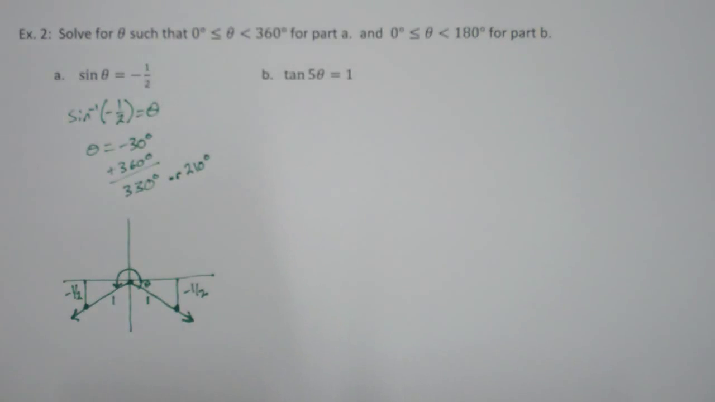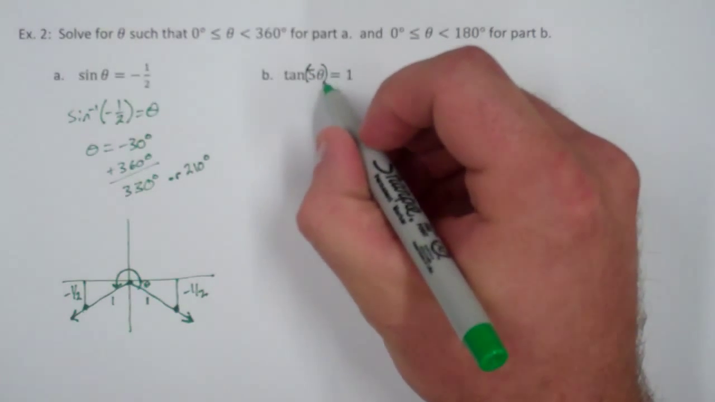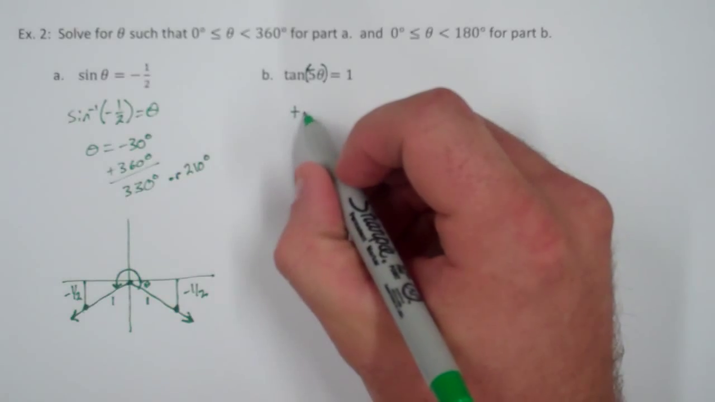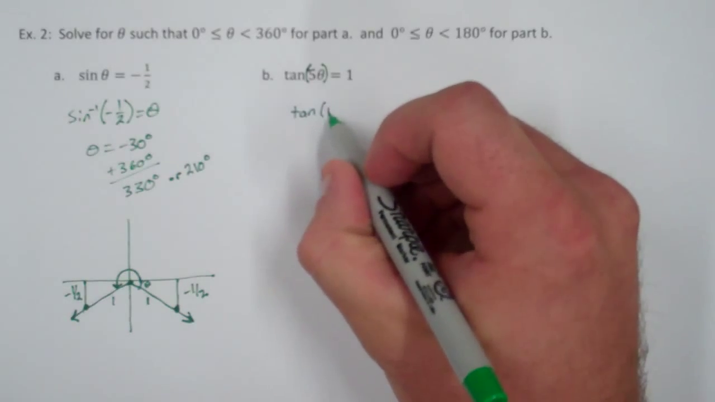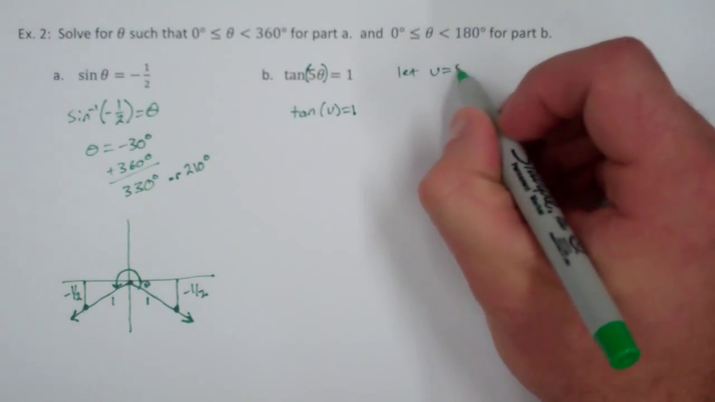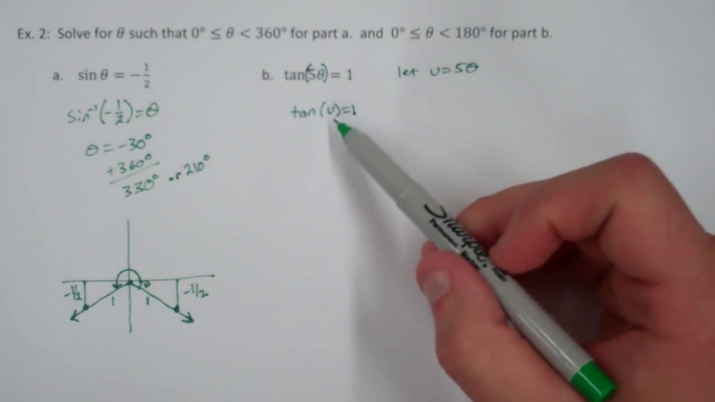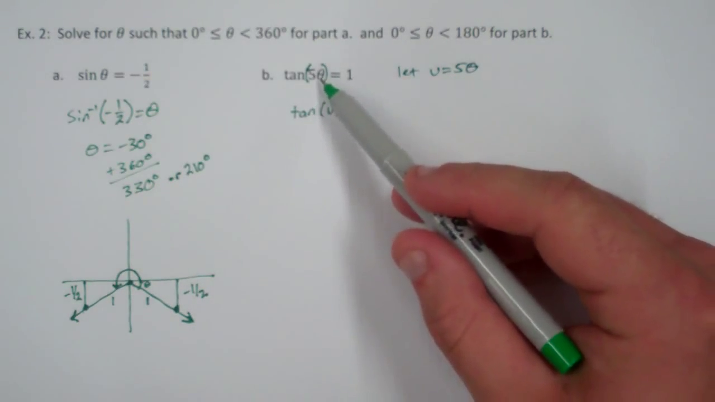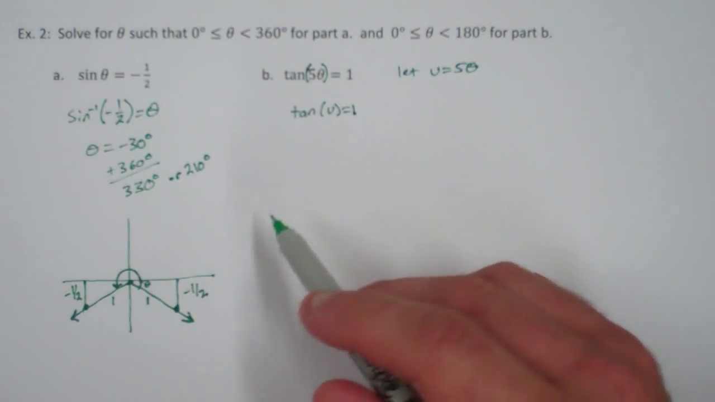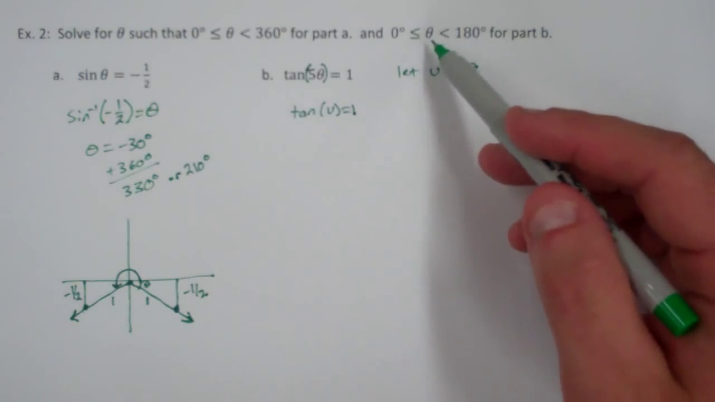I really like the next question because it causes us to think a little bit deeper about the types of solutions we might get, and I'm going to try to do this with a little u substitution for you. So we're going to look at this and say, well, let's just do the tangent of u is equal to 1. So we're going to let u equal 5 theta. Now keep in mind, when we introduce a variable, that might help us, but we need to go back to this value of theta. So let's think to ourselves, and we're going to go 0 to 180 for right now, but that's for theta, not for u.